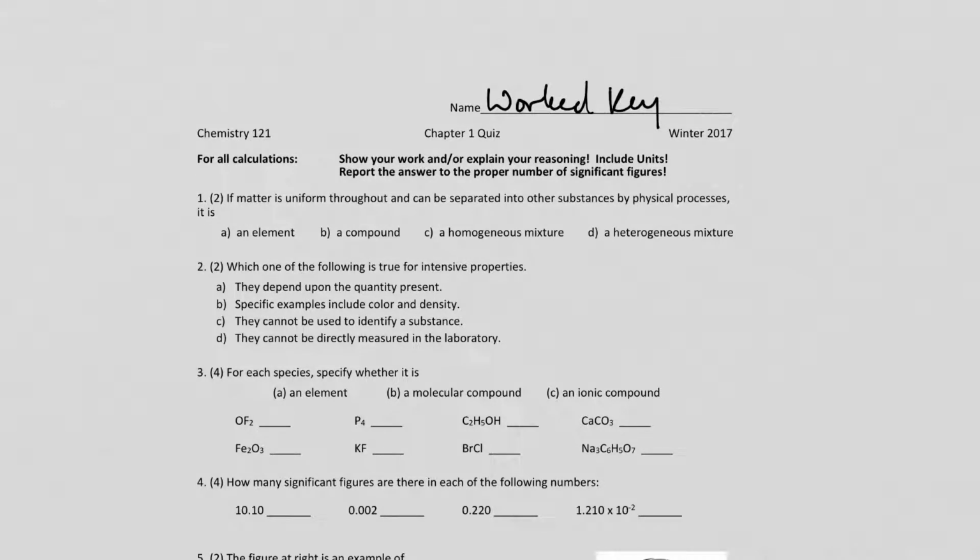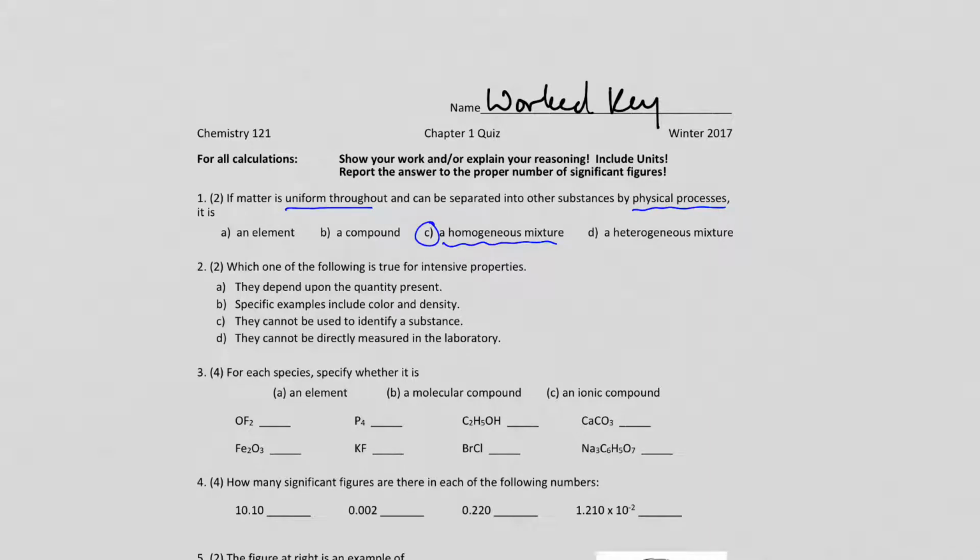This video is a worked example of a sample Chapter 1 quiz for General Chemistry 1 courses at a university level. Question 1: if matter is uniform throughout, and I'm going to emphasize uniform throughout, that should automatically put you onto homogeneous mixture. I'm not even going to read anything else. And can be separated into other substances by physical processes, it's obviously not a compound because it's not physical. Homogeneous mixture. Let's do it.